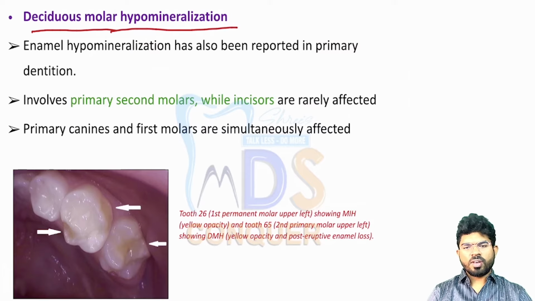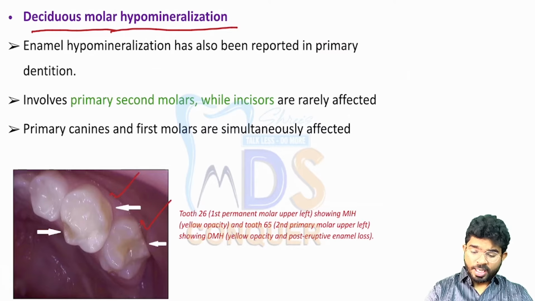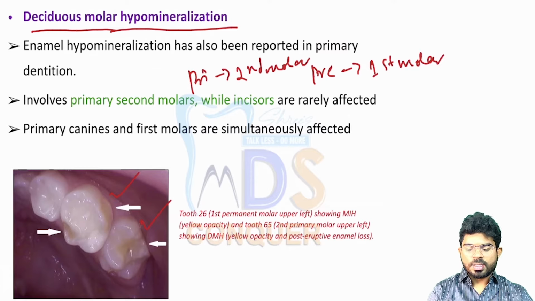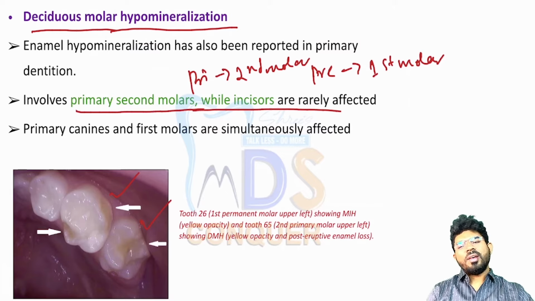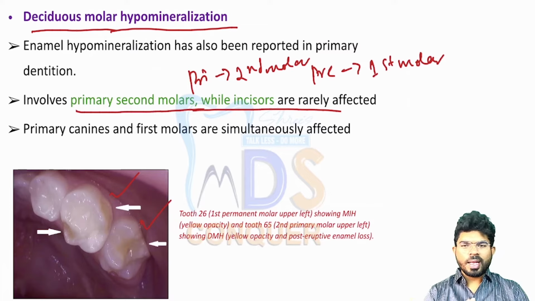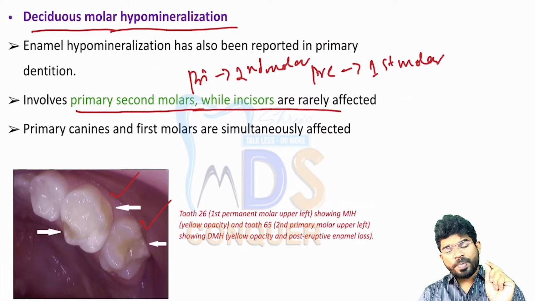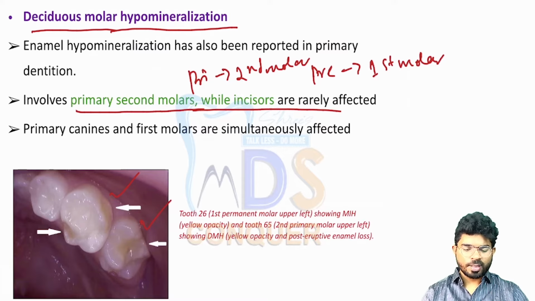Enamel hypomineralization is also reported in the primary teeth. You can see the clinical photograph where both primary as well as permanent teeth are affected by hypomineralization. In permanent dentition, it is the first molars which are most commonly affected, whereas in primary dentition, it is the second molars. Very rarely are incisors affected. Sometimes the primary canines as well as first molars. The teeth most commonly affected by MIH are the permanent molars, and in the primary dentition, the second primary molar.